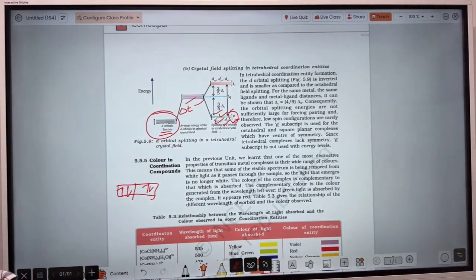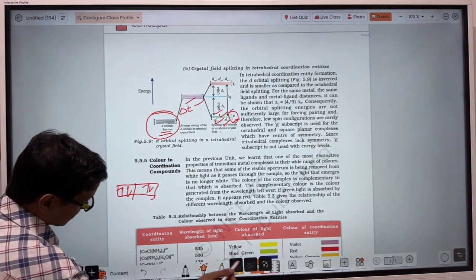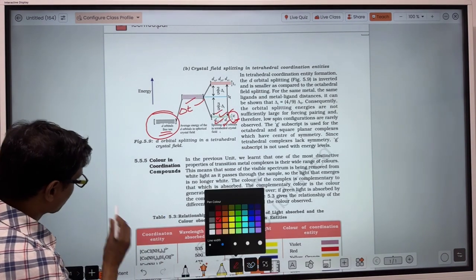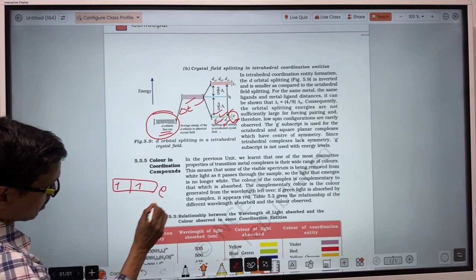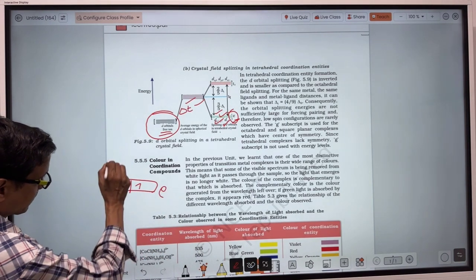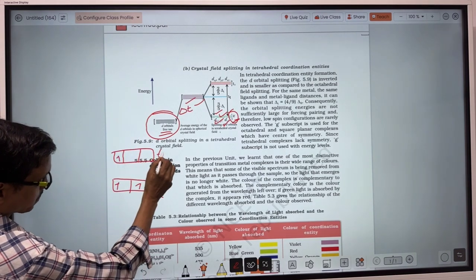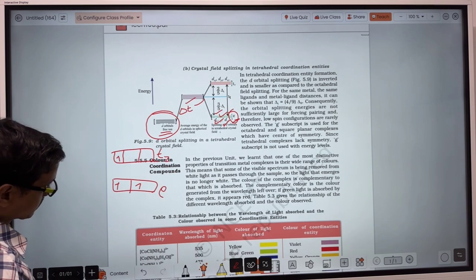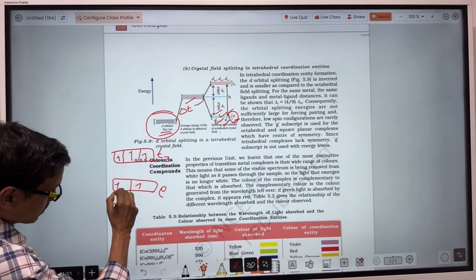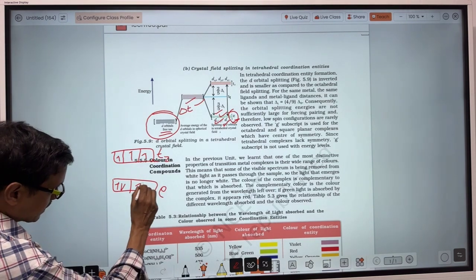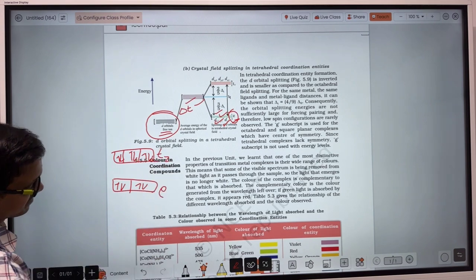While when a weak field ligand does the bond formation, then what will happen? The first electron will occupy a position in the E energy level, the second electron also in the E energy level. Then the third electron will occupy a position in the T2 energy level, the fourth electron also, the fifth electron also. Then the sixth electron will enter the E energy level, the seventh electron in the E energy level, then the eighth electron, ninth electron, 10th electron.